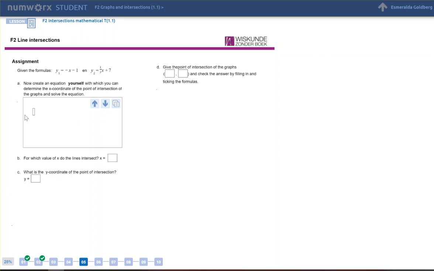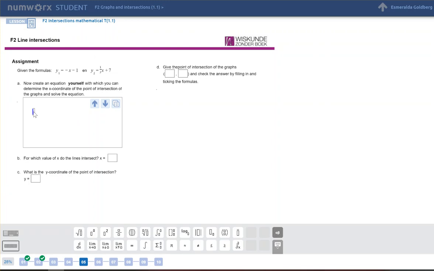It has a fraction, so it's a little bit more difficult, but the way to go about it is the same. The first step is to make an equation from these two formulas, taking the part after the equal sign for both formulas and writing them down with an equal sign in the middle. So I get minus x minus 1 equals 1 over 3 x plus 7. That's the equation that I now need to solve with the balance method again.